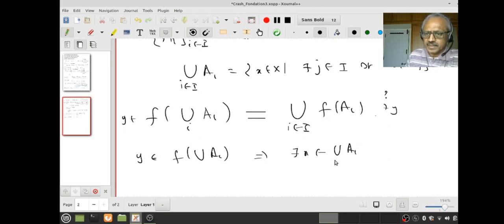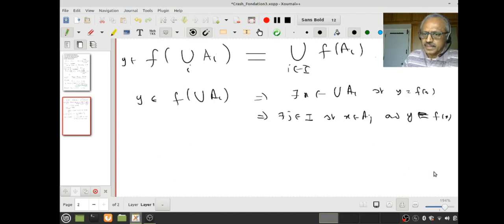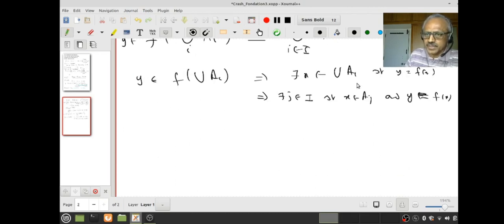okay, I am not writing i in I, so that y equals f of x. But what does it mean to say there exists an x in union A_i? That means there exists a j in I, so that x belongs to A_j and y equals f of x. You follow that? I am just using our definition of union.